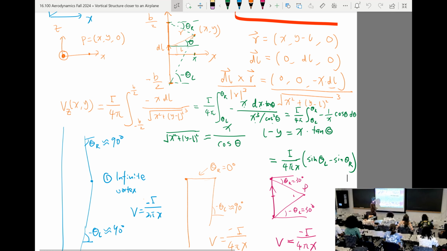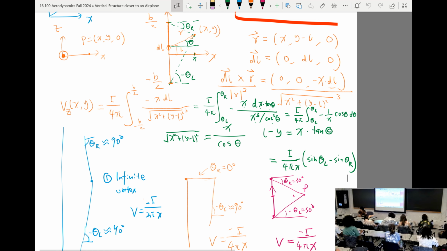So, for example, let's consider the case where I'm looking at a point. Okay, so let me just draw some scenarios. So the first scenario we considered is infinitely long. So we're looking at a point where, like, this is minus theta L is approximately 90 degrees. The other is this theta R is also approximately 90 degrees, right? This vortex is going to be infinitely long vortex.